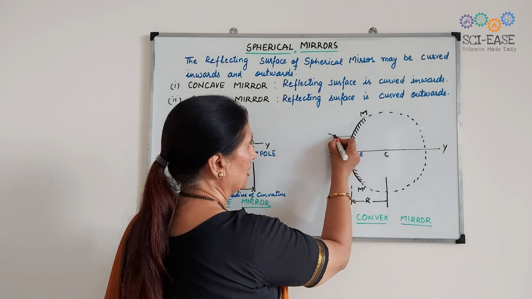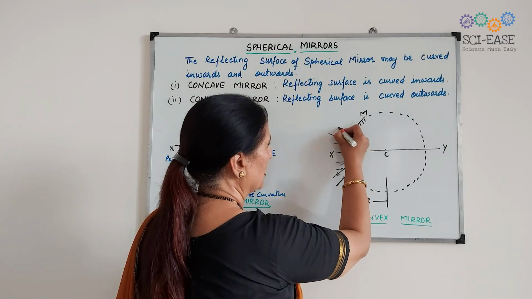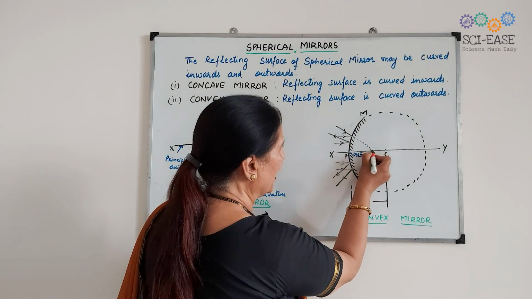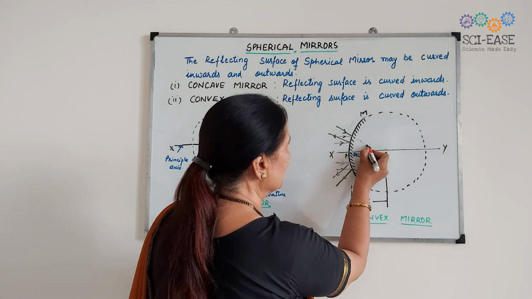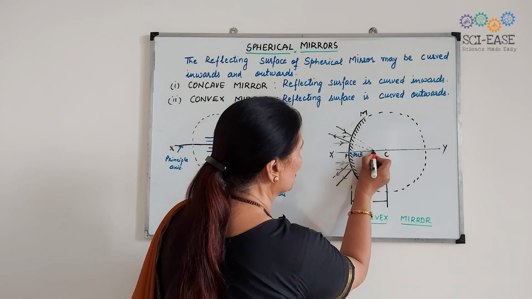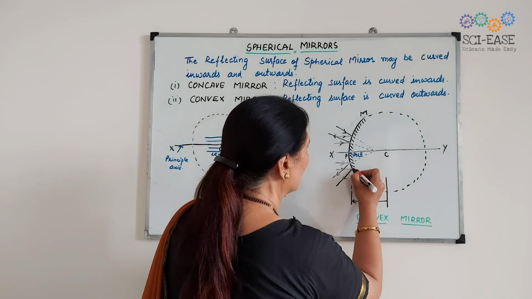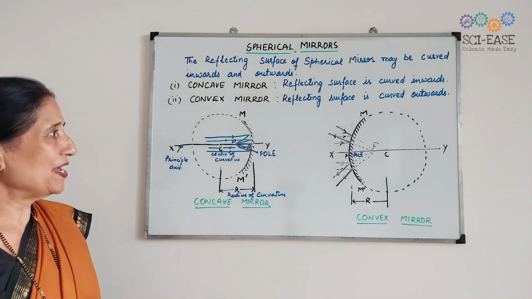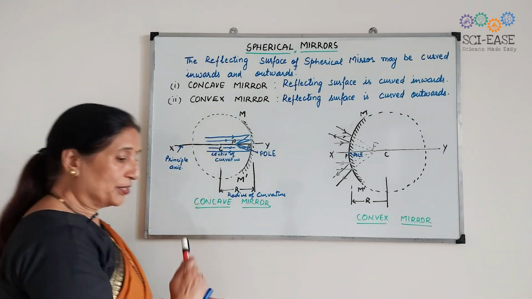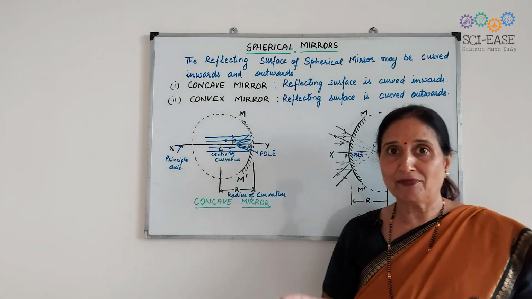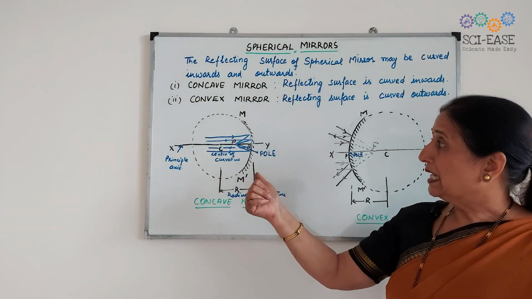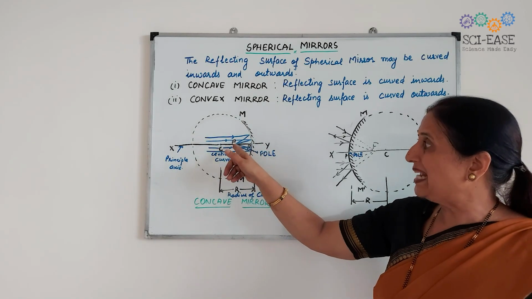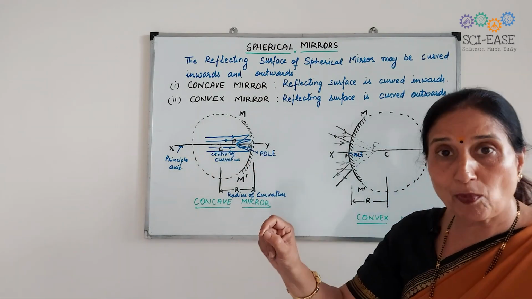Okay, then this is the direction, this is the direction, and they all will meet at one point behind the reflecting surface, and this point is known as the focal point, denoted by capital F. So during the ray diagrams, when we draw, you should know that the rays parallel to the principal axis will meet at one point known as the focal point.